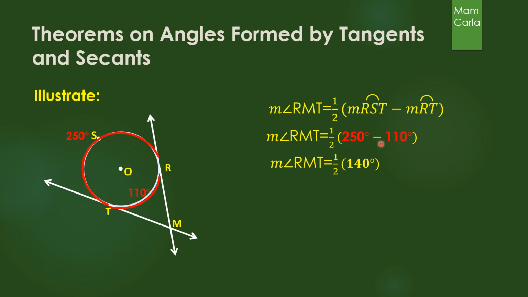Subtract 250 minus 110, which is 140. And then we divide it by 2, or multiply by 1/2. That's why the measure of angle RMT is equal to 70 degrees.